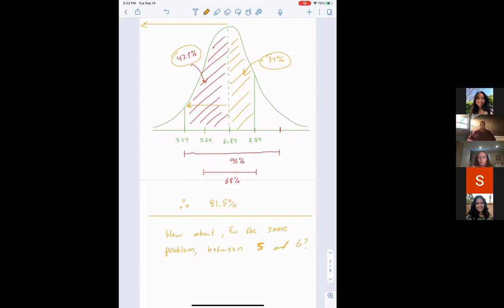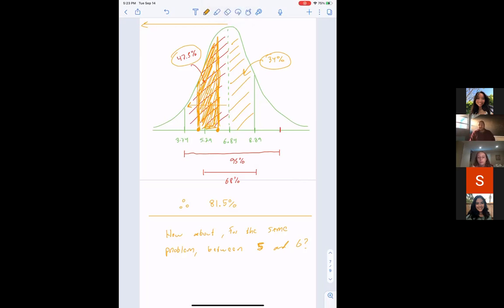5 and 6, oh, 5's over here somewhere. 6 is over here somewhere. How in the world would I calculate the probability of being between 5 and 6? I can guess, but I don't want to guess. I want actual numbers, right? But even with decimals, it's still guessing.